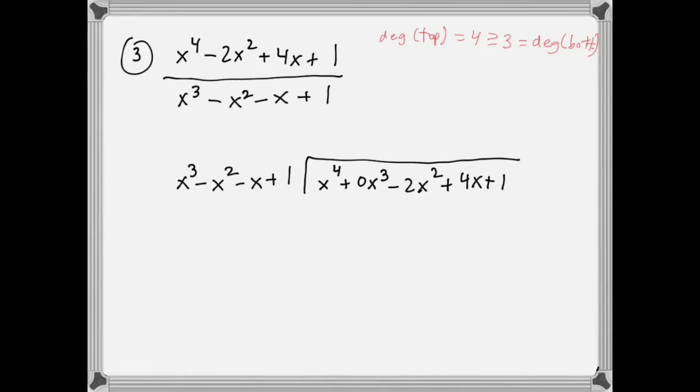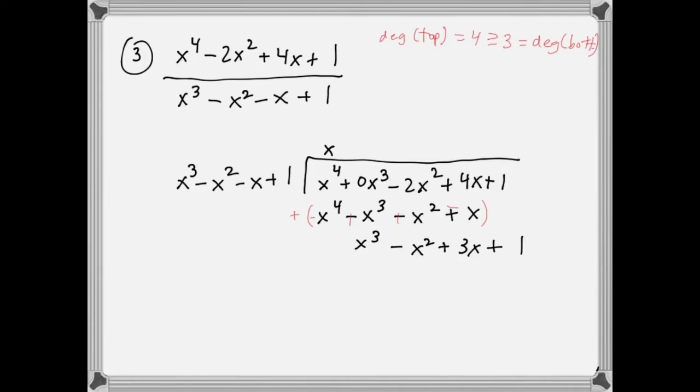x cubed goes into x to the 4th x times. And if you multiply that out, you get x to the 4th minus x cubed minus x squared plus x. And we're going to subtract all of these. That means we need to change all of the signs. And so what do we end up with here? We get x cubed minus x squared plus 3x plus 1.